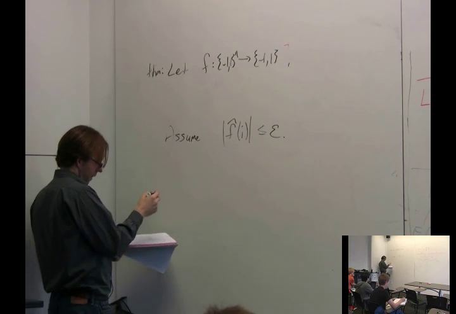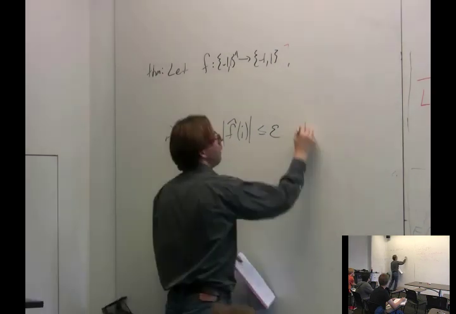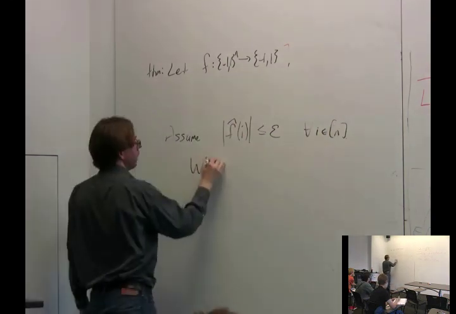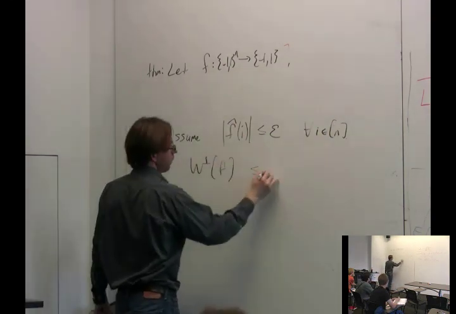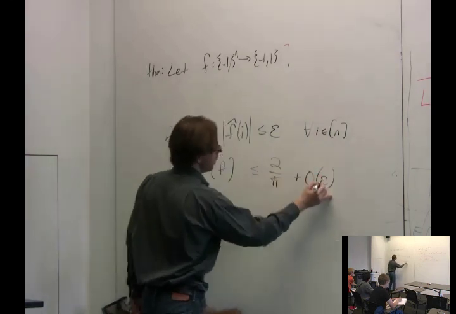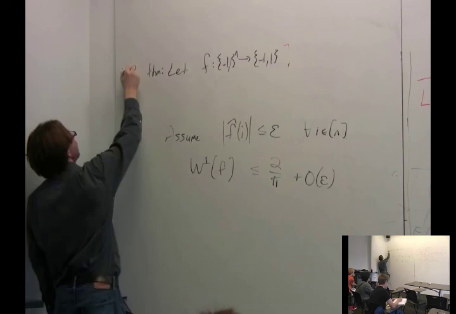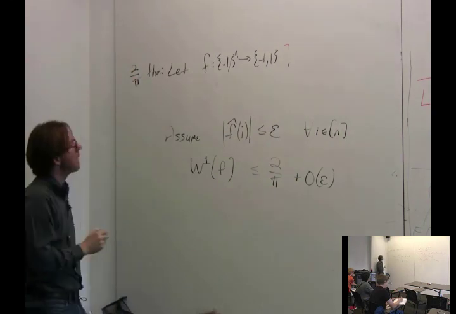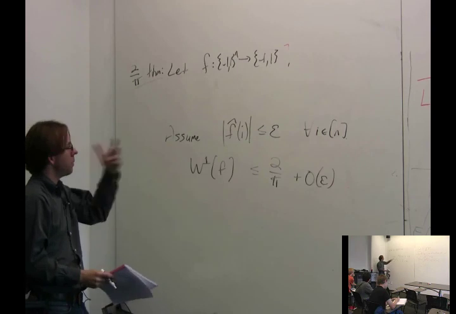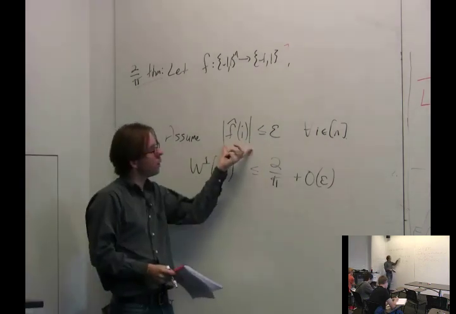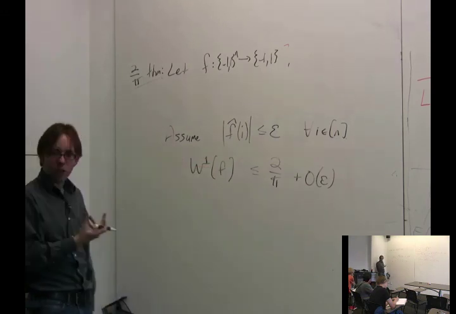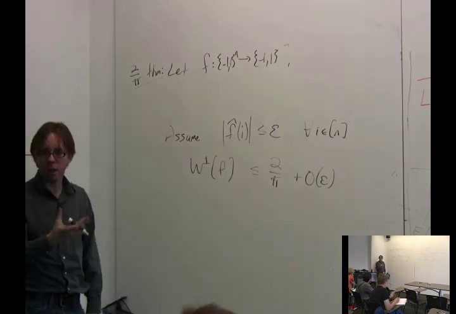For all i, the theorem is that the weight at level 1 is at most 2 over pi, plus order epsilon. Okay, we need something depending on epsilon here. This is called the 2 over pi theorem. And it's kind of fun. It says among functions with all their degree 1 Fourier coefficients small, the most weight you can have at level 1 is 2 over pi. We saw actually that majority has weight around 2 over pi at level 1.